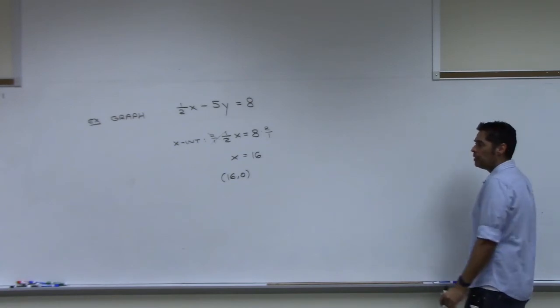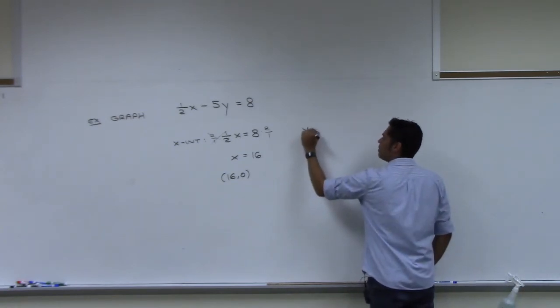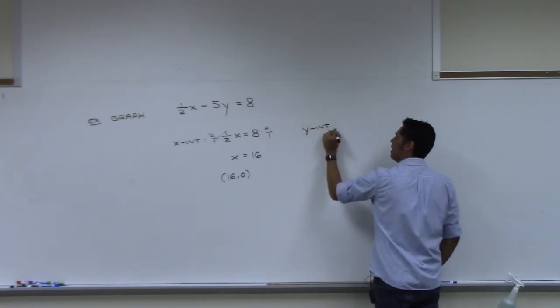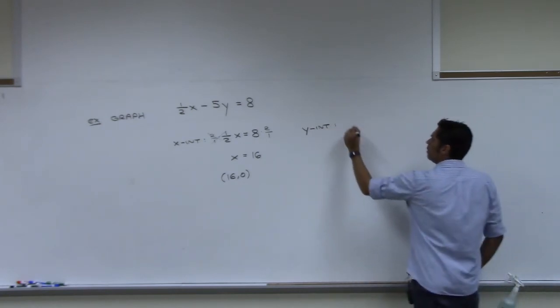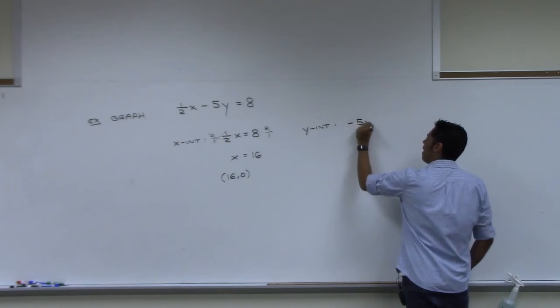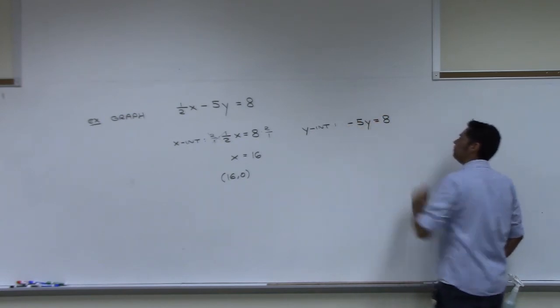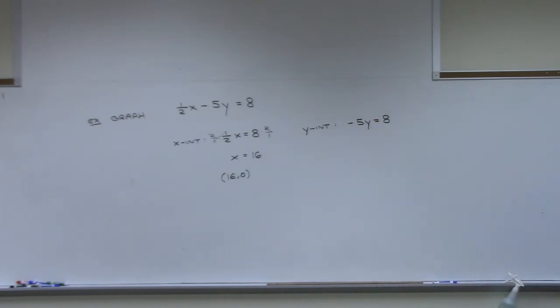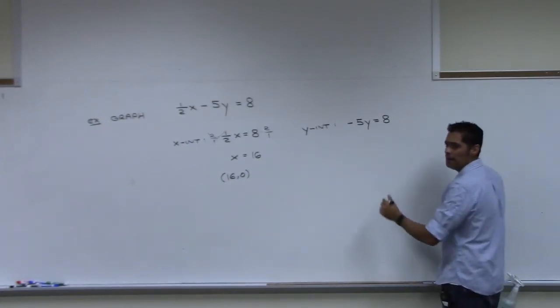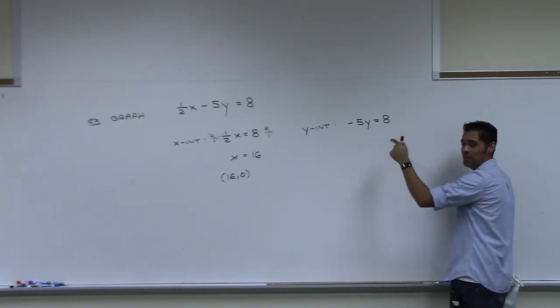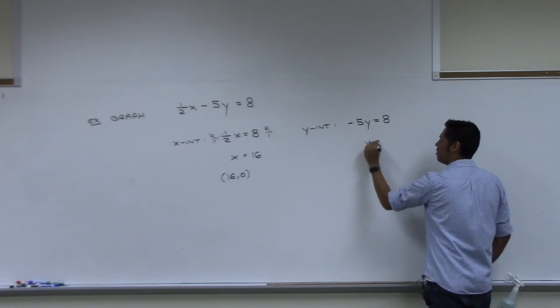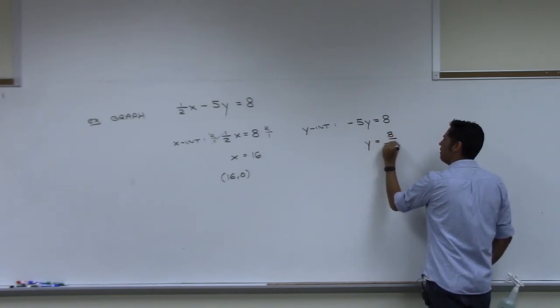Okay? Now, the y-intercept, you set x to 0, right? And what would happen if you set x to 0? We get cancel out, so negative 5y equals 8. Agreed? Divide by negative 5. Okay, so 8 divided by negative 5.